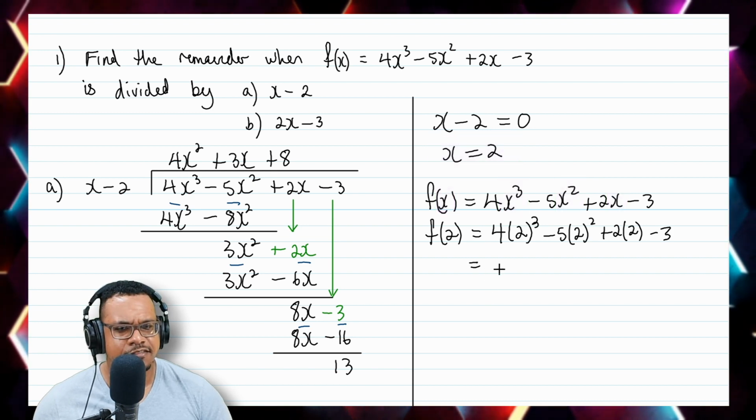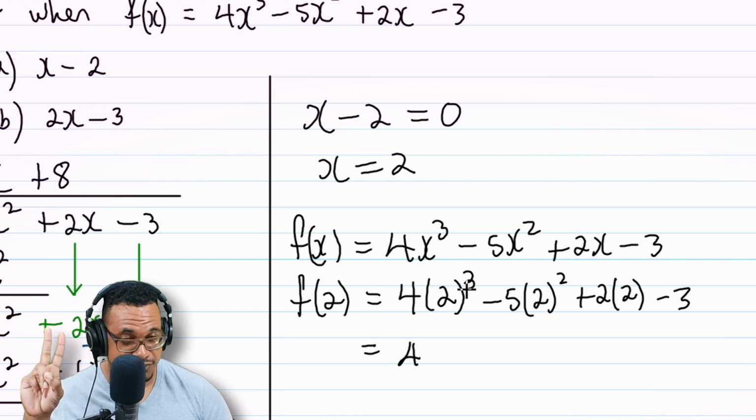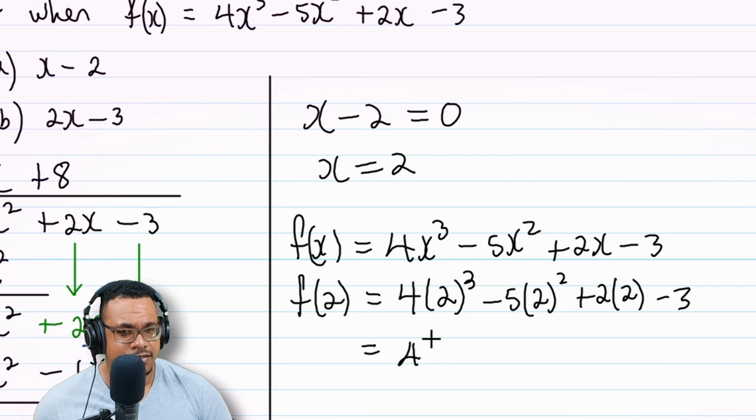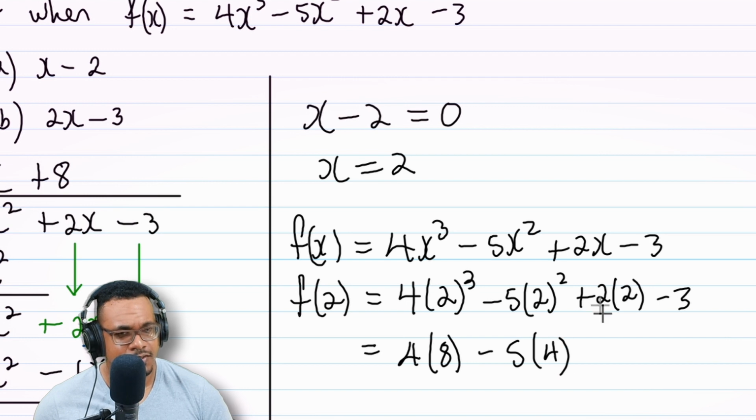So now that will give 4 times 2 to the power 3, so that's 2 by 2 is 4, by 2 is 8. So we're going to get 8 here. Then we're going to have 5 times 2 squared, so 2 squared is 2 by 2, which is 4. The 2 by 2 here will give you 4. And then you have to take away 3.